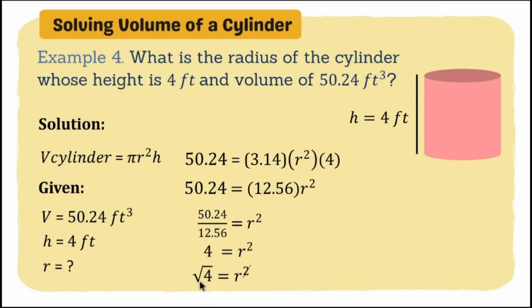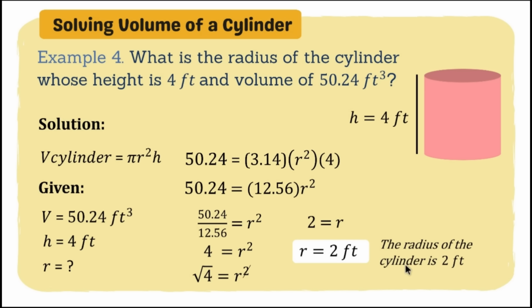Okay, ano po ang square root ni 4? The square root of 4 is 2. Therefore, r or the radius is equal to 2 feet. Okay, the radius of the cylinder is 2 feet.